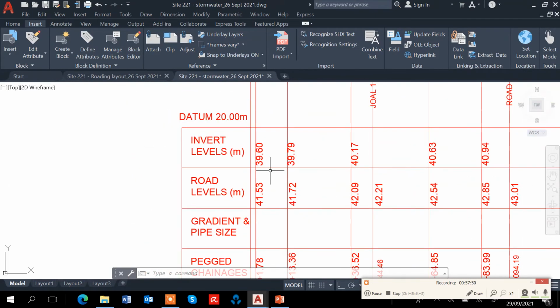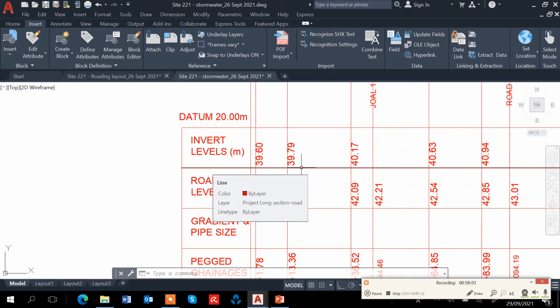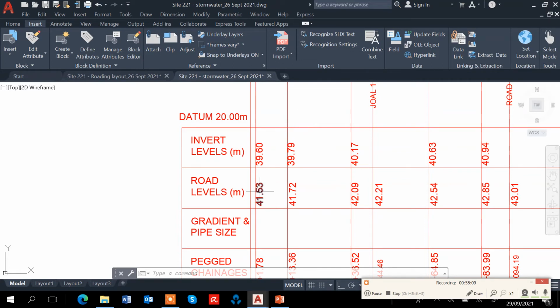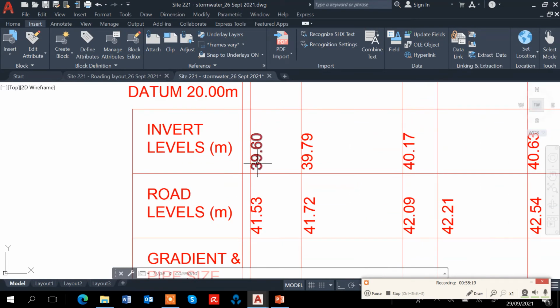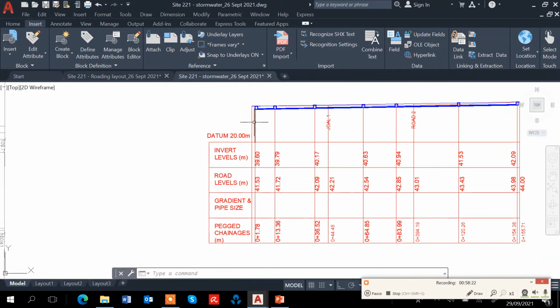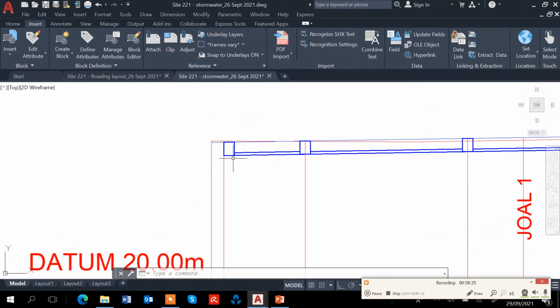So you look at these different invert levels. This one is about 41.72 minus that. It's slightly less than 2 meters deep. The bottom of the pipe, the invert level of the stormwater pipe, to the top of the road is slightly less than 2 meters deep. And then this one goes into the existing drain. Actually, this drain probably is deeper.